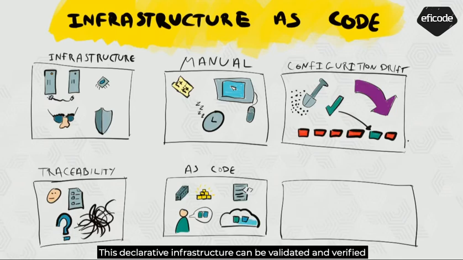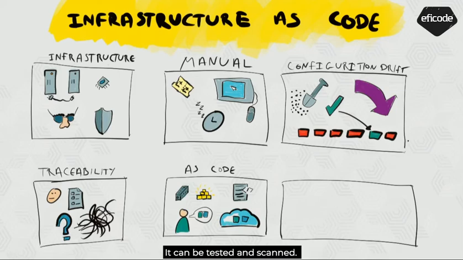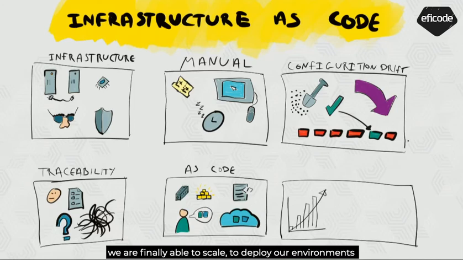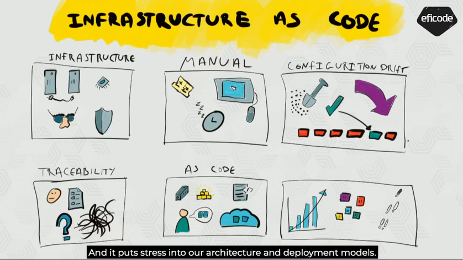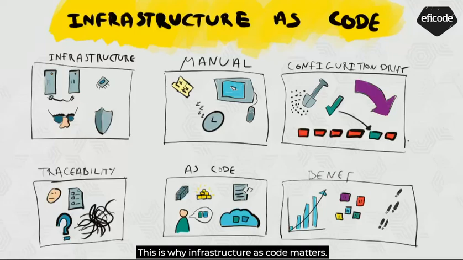This declarative infrastructure can be validated and verified. Before hitting production environments, it can be tested and scanned. Using infrastructure as code, we are finally able to scale, to deploy our environments as we need in a reproducible manner. Our traceability comes automatically because we version control our infrastructure using the same good practices as for application code. And it puts stress into our architecture and deployment models. This is why infrastructure as code matters.